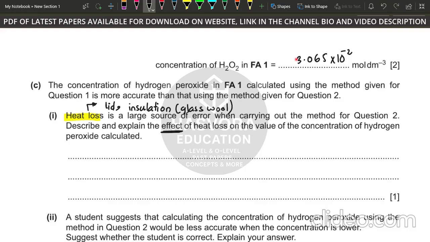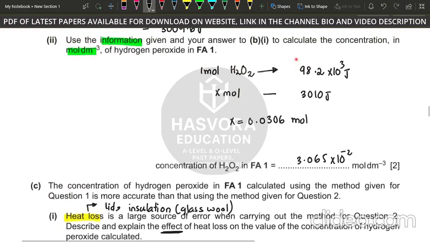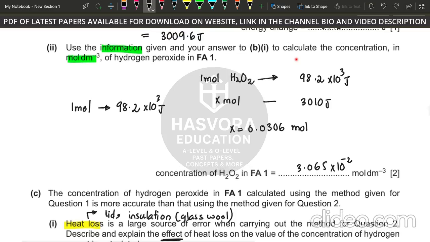So what is the effect of heat loss on the value of concentration of hydrogen peroxide calculated? Now just think of it this way. If 1 mole is releasing 98.2 × 10^3 joules, we know that 1 mole releases this much energy. So what will happen because of the heat loss?